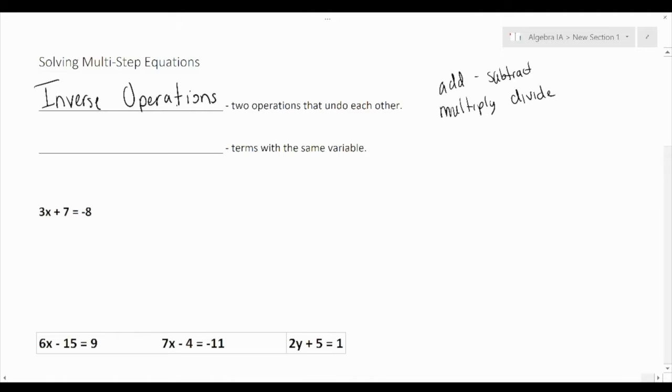Now, one thing we always want to do when working with these equations is get terms with the same variable together. Terms that are with the same variable, we've discussed this before, are called like terms.